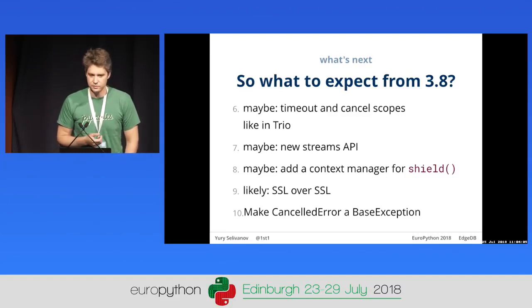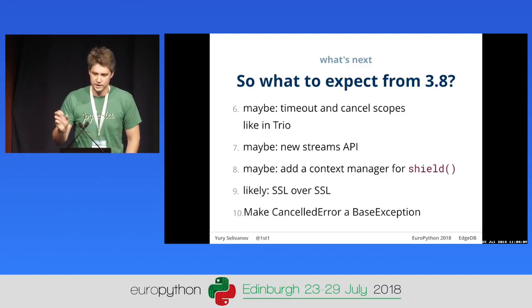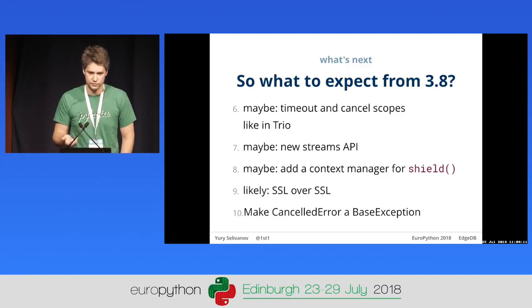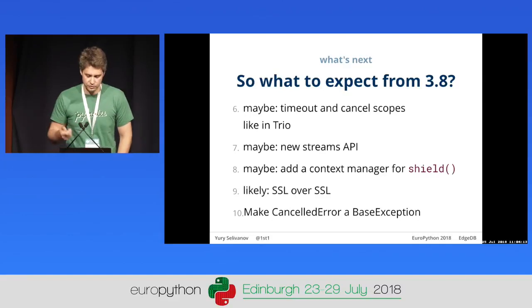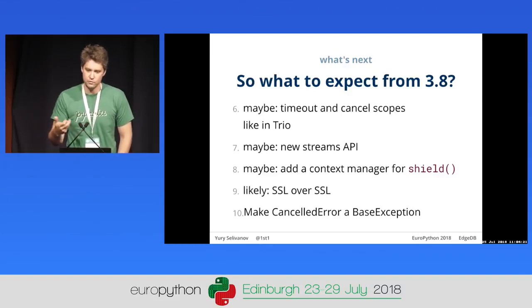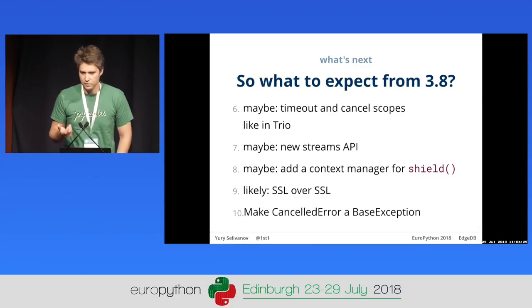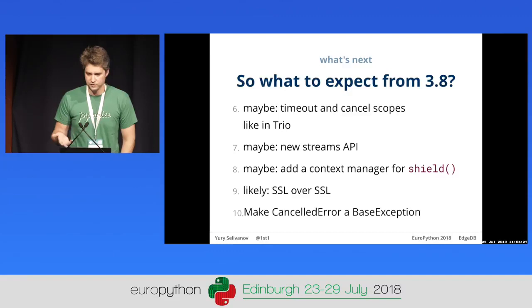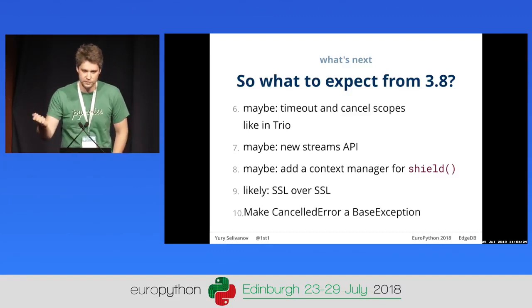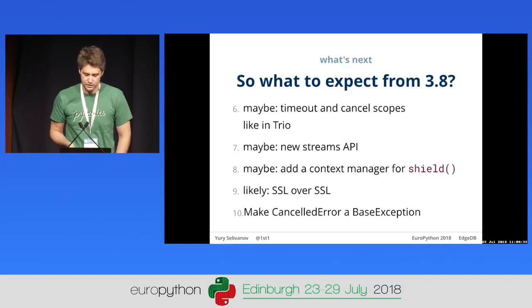So I have an idea to design a new API for async IO with two top-level functions, async IO connect and async IO serve, and have a single streams object working for them. Maybe we'll add a context manager for the shield function, and the shield function allows you to shield some code or some coroutine from cancellation. Right now, the only way in async IO is to use this function, but then you have to always refactor your code. You have to move your finally block into a function and then use it with the shield.